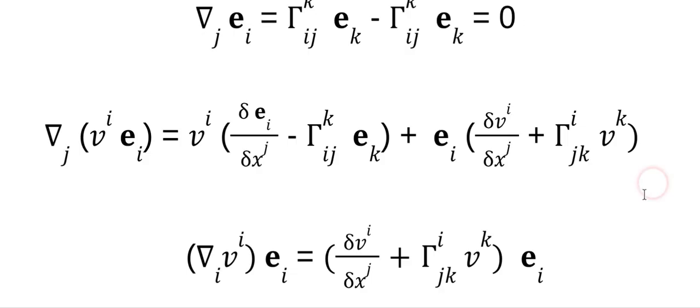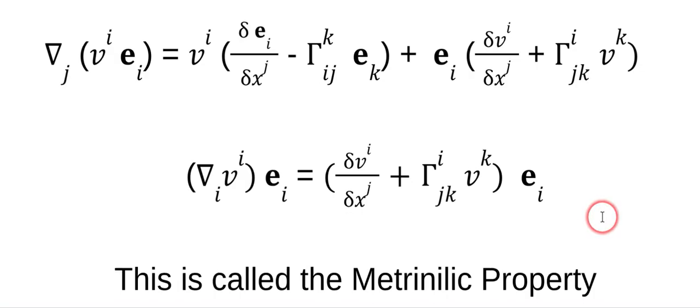So you're used to seeing the covariant derivative of a vector component is equal to this. But for the covariant derivative of the entire vector, you have to add in the basis vectors, as we did. Now, the fact that you can just take this outside of the parentheses, you can put it over here, you can put it over here, left or right, doesn't matter. That is called the metric compatibility property.